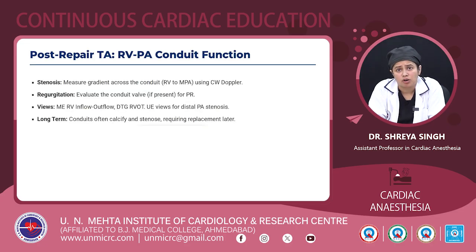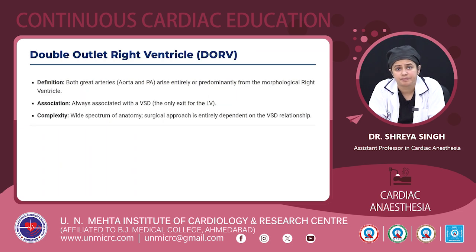Coming to the RVPA conduit in case of truncus arteriosus. So in the stenosis, we measure the gradient across the conduit using continuous wave Doppler. For regurgitation, we evaluate the conduit valve for pulmonary regurgitation. Usually mid-esophageal RV inflow-outflow or the deep transgastric RVOT views are used. Upper esophageal views can help us with distal PA stenosis. And the long-term conduits often calcify and stenose, requiring replacement later.